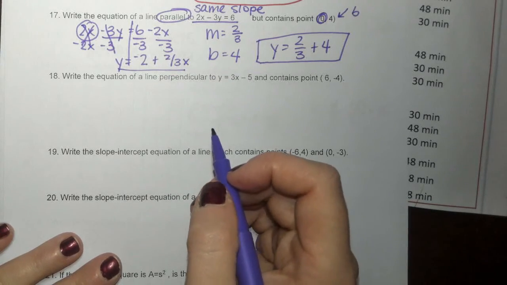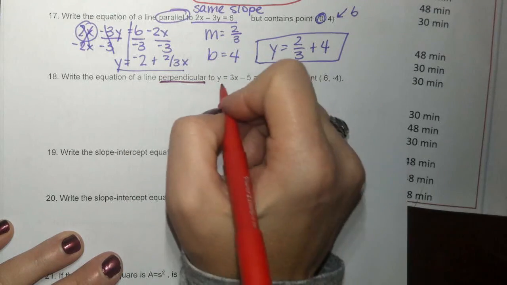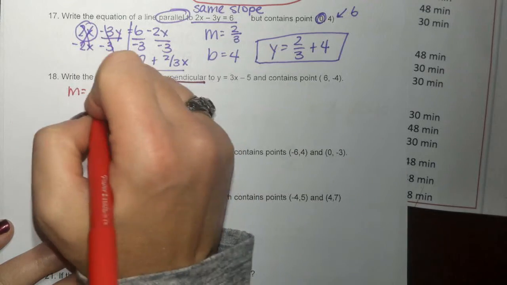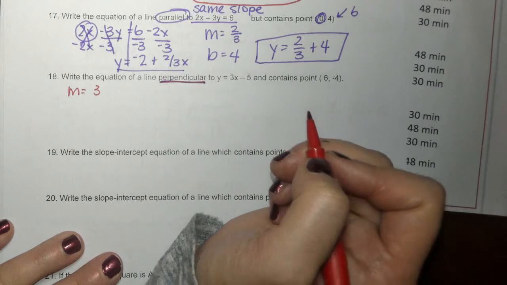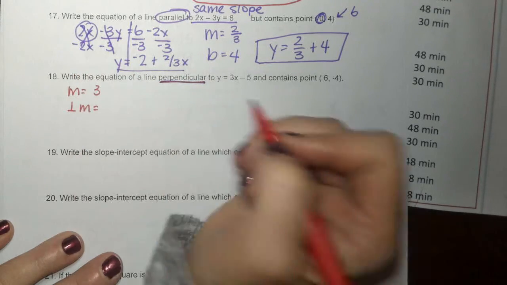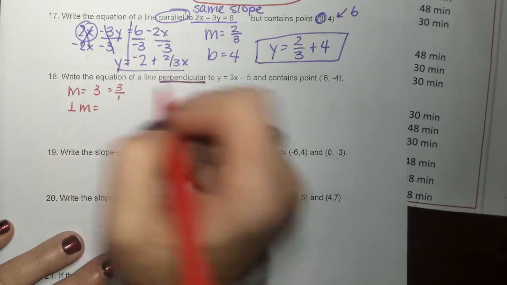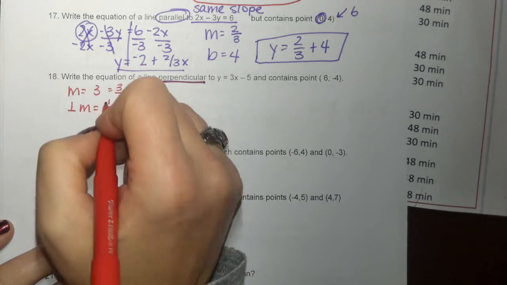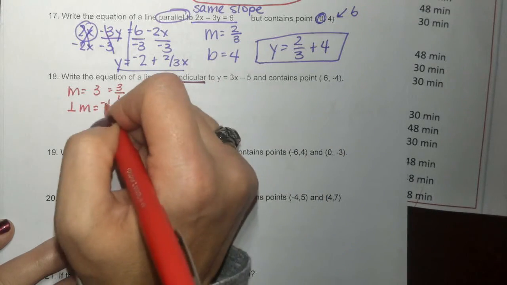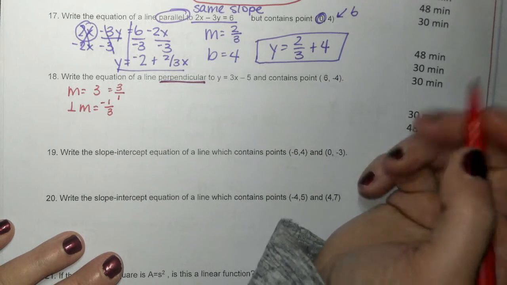18. Write the equation of a line perpendicular to y equals 3x minus 5. So let's figure this out. If the original slope is 3, the perpendicular slope would be, remember we flip it, so 3 over 1 becomes 1 over 3, and we make it negative. It's the negative reciprocal because it was positive. So your new slope is -1/3 and it contains (6, -4).